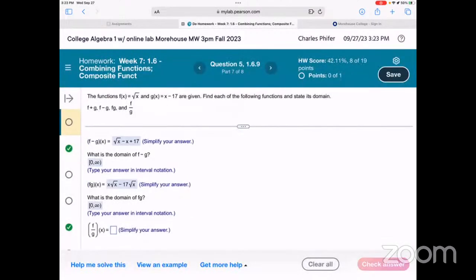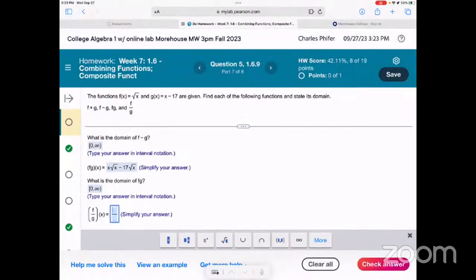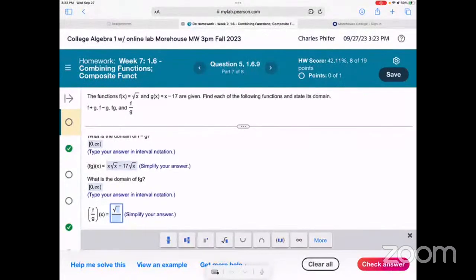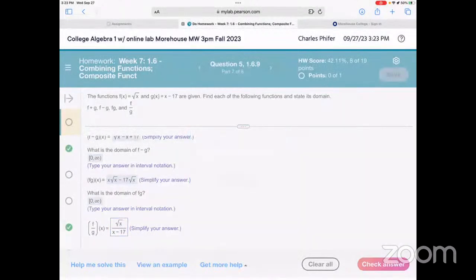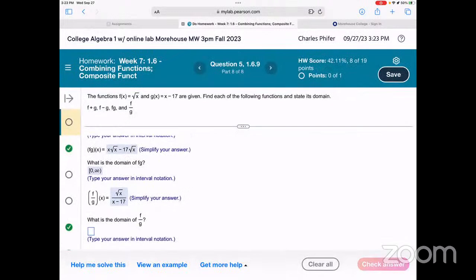F divided by g. So the numerator is the square root of x, and the denominator is x minus 17. Okay. So we still have our original restriction of 0 to infinity, but then we also have to make sure that the denominator is not 0. So we had to throw out x equal to 17.